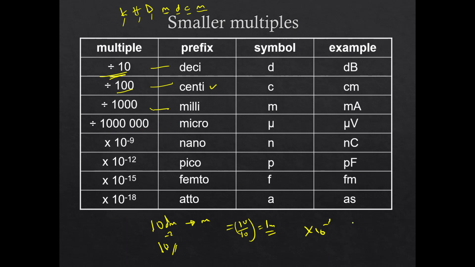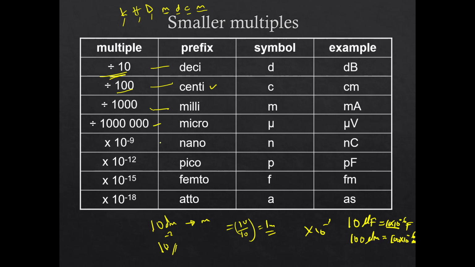For example, I've talked about this: 10 microfarads, or 100 micrometers. What is this equal to? In farads, this is the same as 10 times 10 to the power negative 6 farads. Micrometers, this is the same as 100 times 10 power negative 6 meters. So this times 10 power negative 6 is the same as dividing by a million.